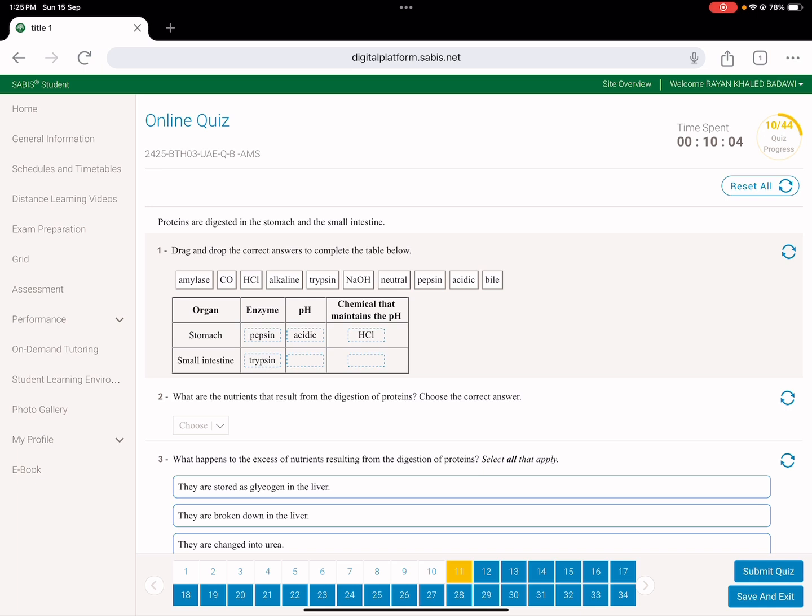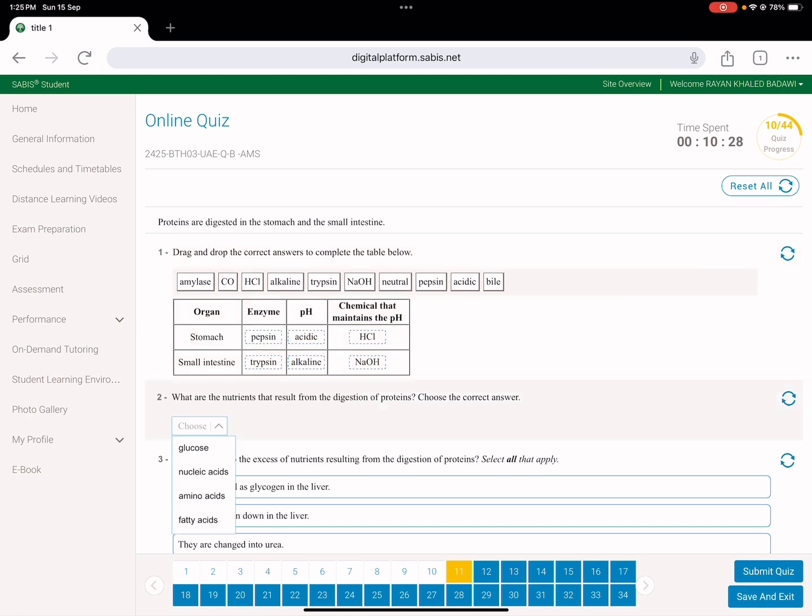So trypsin is in the small intestine. And of course, it's going to be an alkaline, which means a basic pH. And what is the chemical that maintains the pH? We said it is sodium bicarbonate. Bile also plays a role, but the main factor, so pay attention to this, the main factor that plays the role is NaHCO3 and not bile.